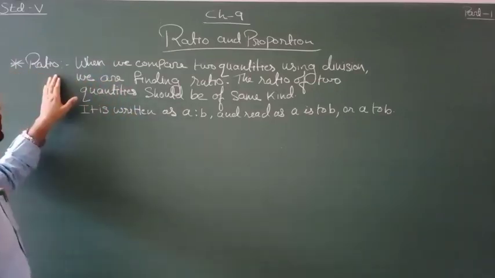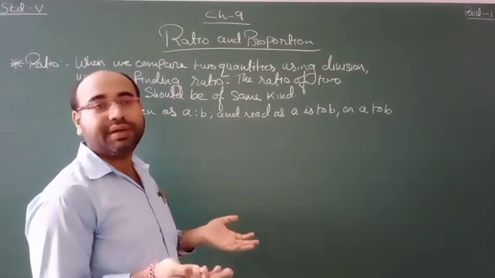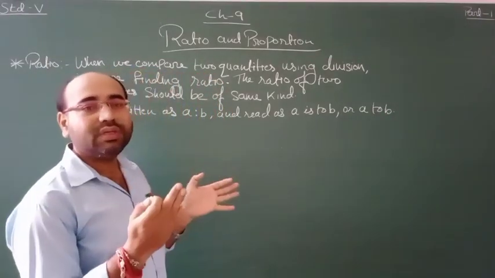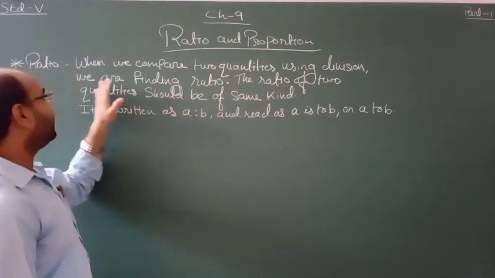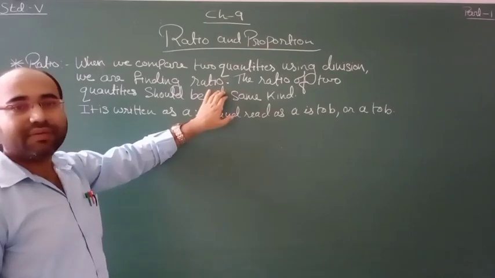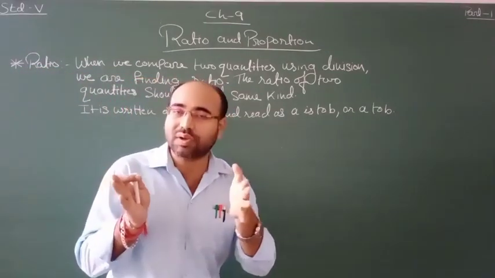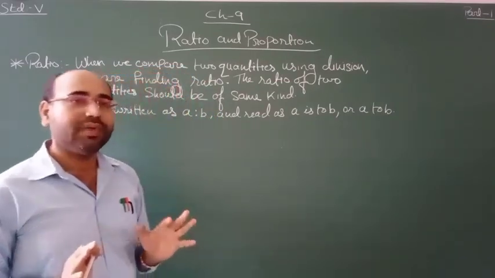Now ratios are written when we compare two quantities. It can be two quantities, two numbers, anything. जब हम दो कोई भी चीज को कंपेयर करते हैं using division, then we are finding what? Then we are finding out ratio. इसका मतलब क्या है? जब हम दो कोई भी चीज को कंपेयर करते हैं, then the ratio is being formed.